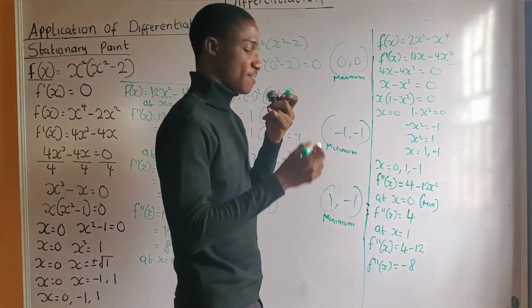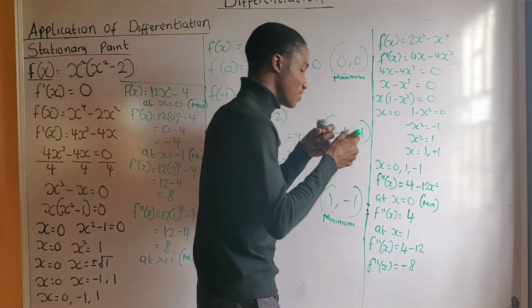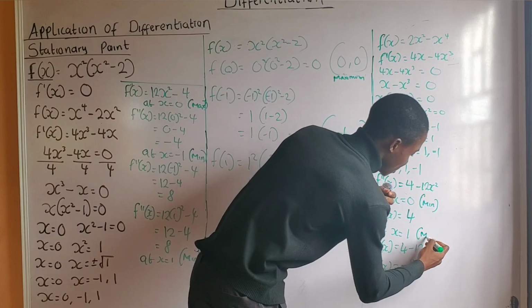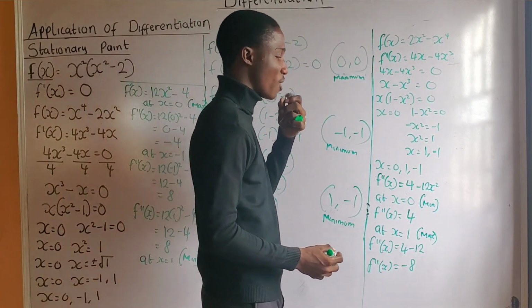Yes. Then minus 8 is less than 0. That means that this point is maximum. Are you getting it? Maximum. Now, let us get the third point.